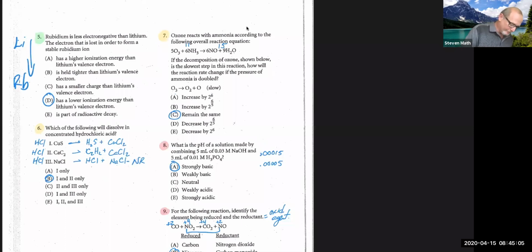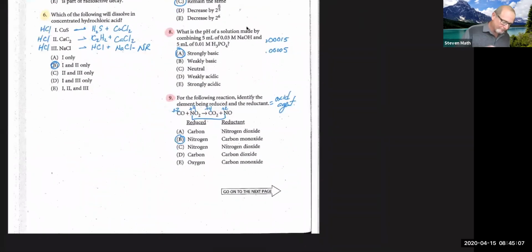Now 9 is another red question, and it's red because of the vocab terms that are used and because the AP took this stuff off when they quit using the terms reducing agent and oxidizing agent. And so in this case, for the following reaction, identify the element being reduced. I think that's a fair question.